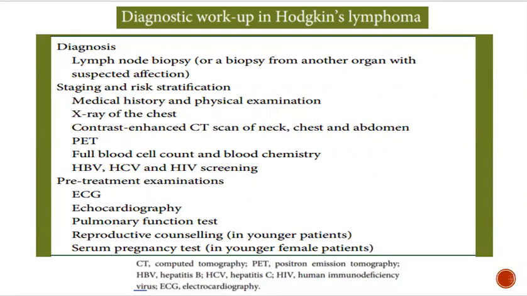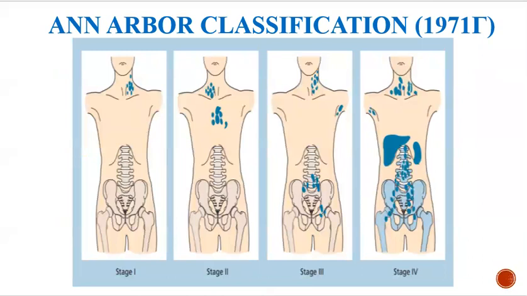Bone marrow biopsy should be carried out if PET scan is not available. Full blood count, erythrocyte sedimentation rate, and blood chemistry, including C-reactive protein, alkaline phosphatase, lactate dehydrogenase, liver enzymes, and albumin are obligatory. Screening for hepatitis B, C, and human immunodeficiency virus is compulsory. Staging is carried out according to the Ann Arbor classification in consideration of defined clinical risk factors.